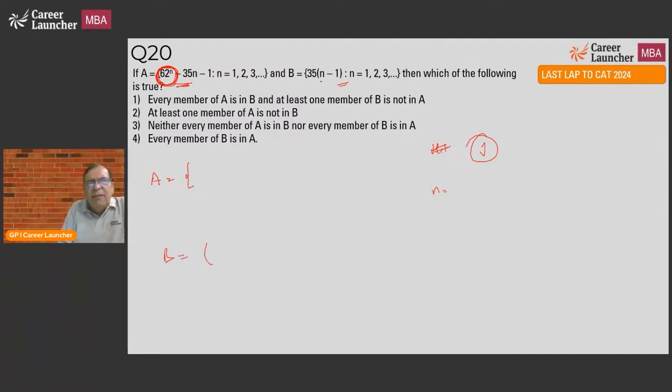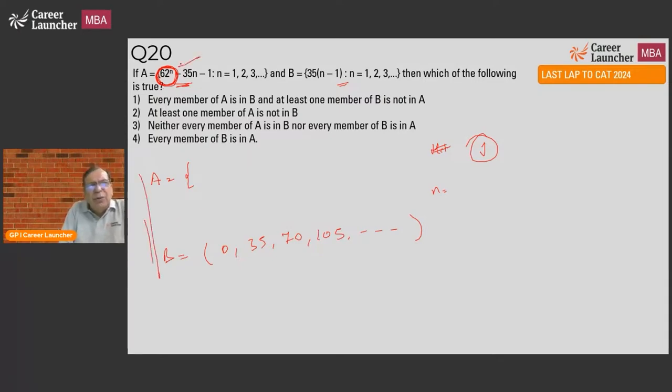B is 35 into n minus 1. So n equal to 1, this becomes 0. N equal to 2, this becomes 35, 70, 105. So what is B? All multiples of 35. And similarly, you can check this out and see if there's any commonality.